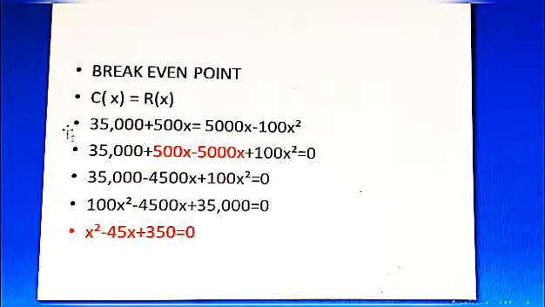Next, we have to find the break-even point. At break-even point, C of x is equal to R of x. So this is your C of x, R of x. We brought these two to the left-hand side. The sign got changed. When you subtract the like term 500x minus 5000x, you'll get minus 4500x. Okay, and you got this equation. It's a quadratic equation, so we have arranged it in terms of ax square plus bx plus c is equal to 0. All three terms are divisible by 100. So divide throughout by 100, you get x square minus 45x plus 350, which is equal to 0.